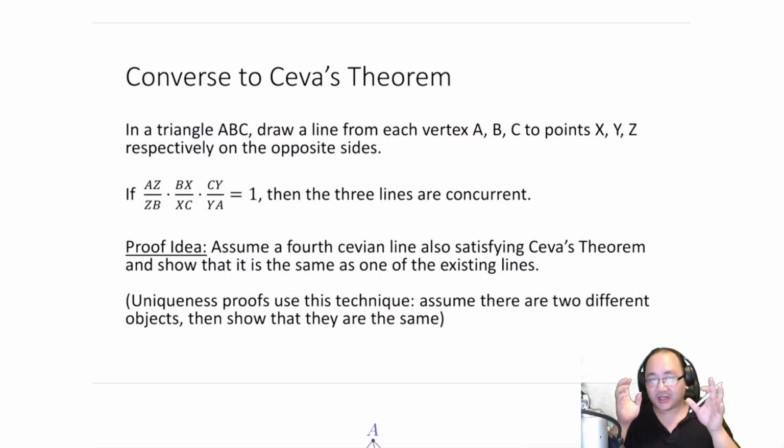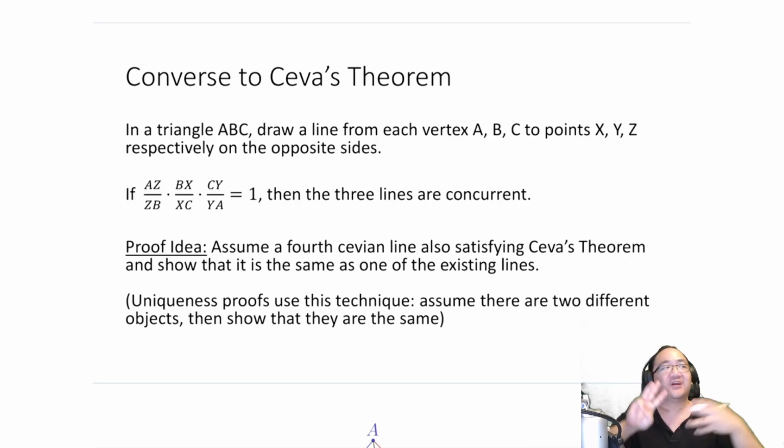The proof idea here, which might be new for some of you, is that we're going to assume our three Cevians are in place. Then we're going to assume there's a fourth one, and show that it's actually still one of the remaining three. The overarching idea is basically a uniqueness proof: we start by assuming there are more objects, in this case four, and then we show that in the end that fourth object is the same as one of the three.